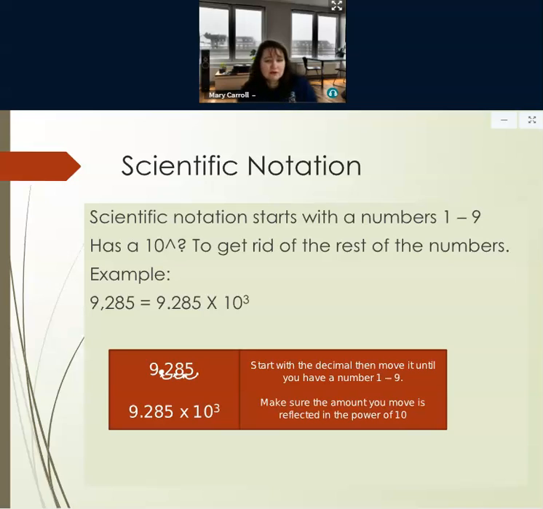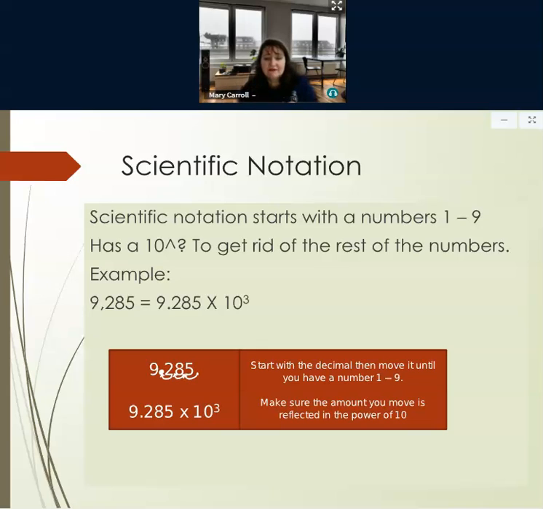It doesn't go any higher than 9 and it doesn't go any lower than 1. So it can go 9.11, 9.99, but it can't get up to 10, okay? It has a 10 to some power afterwards to get rid of the rest of the numbers.